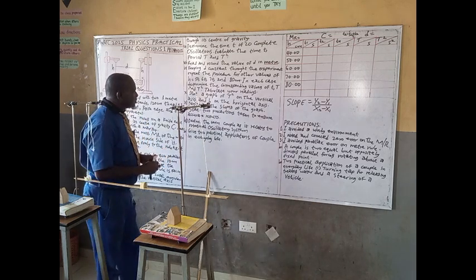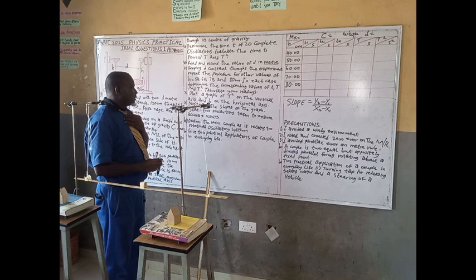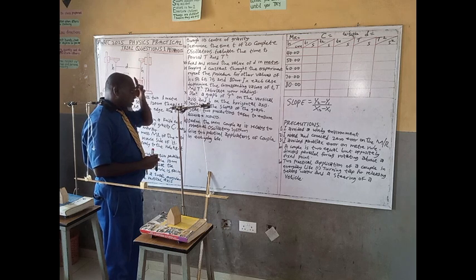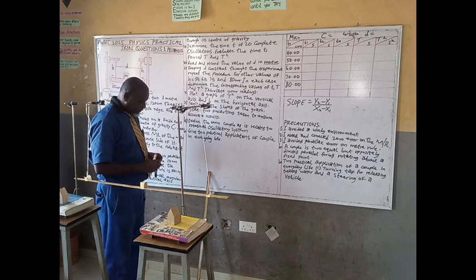Tabulate your readings. Plot a graph of T squared on the vertical axis and H on the horizontal axis. Determine the slope of the graph. State two precautions taken to ensure accurate results. B1. Define the term couple as it relates to a rotational oscillatory system. B2. Give two practical applications of couple in everyday life.